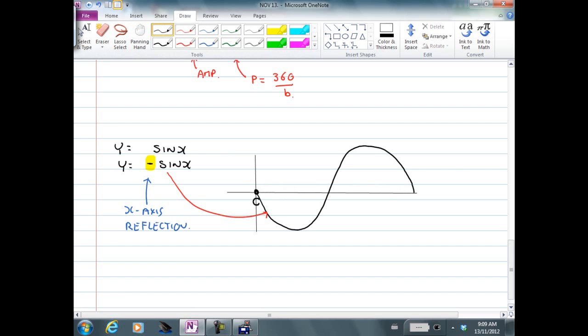So I'm going to start at 0. I'm going to end at 360. 180. Notice it's the exact same thing. Only thing is I'm just flipping it. 270 and 90. And this is going to be 1 and negative 1. That is the power of a negative in front of it.